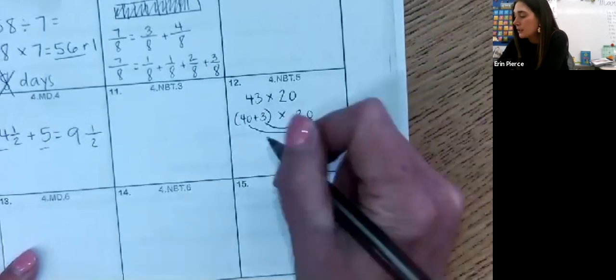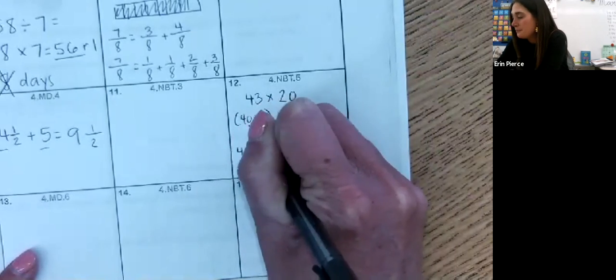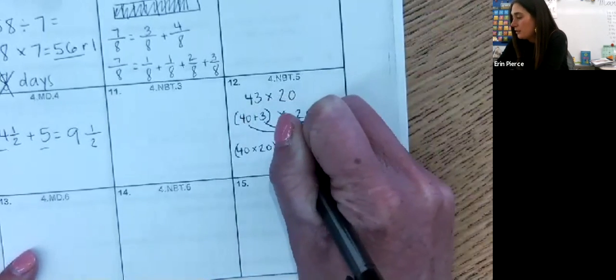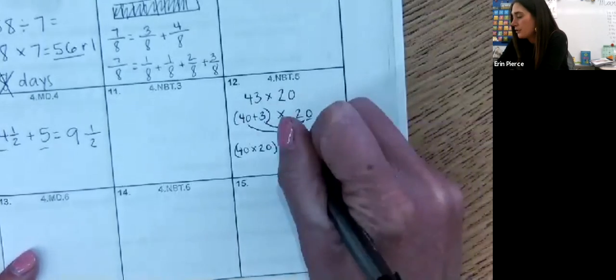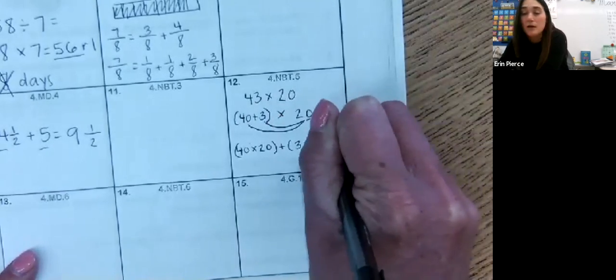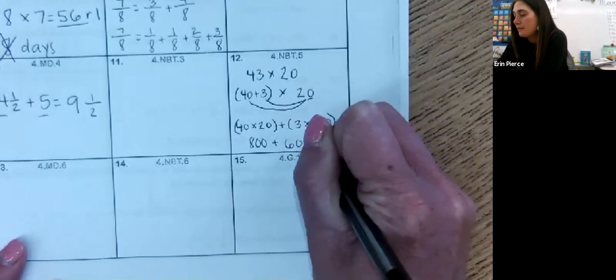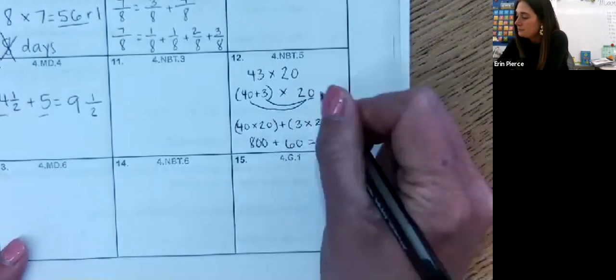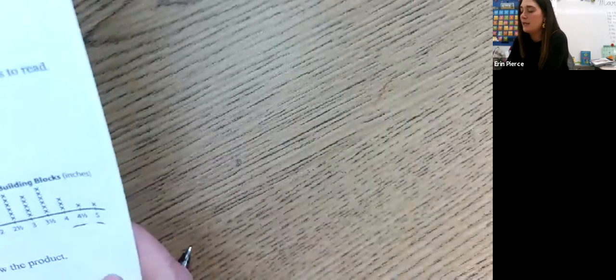So we have 40 times 20, and we're going to add that to 3 times 20. So 40 times 20 will give us an answer of 800 plus 3 times 20, which is 60. That gives us a total of 860. So I can rewrite that above there as well. And last but not least, we have 2,082 divided by 4.